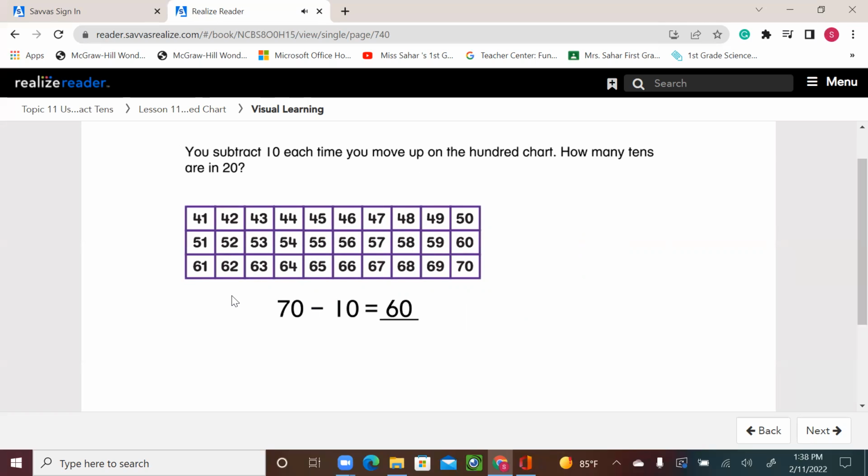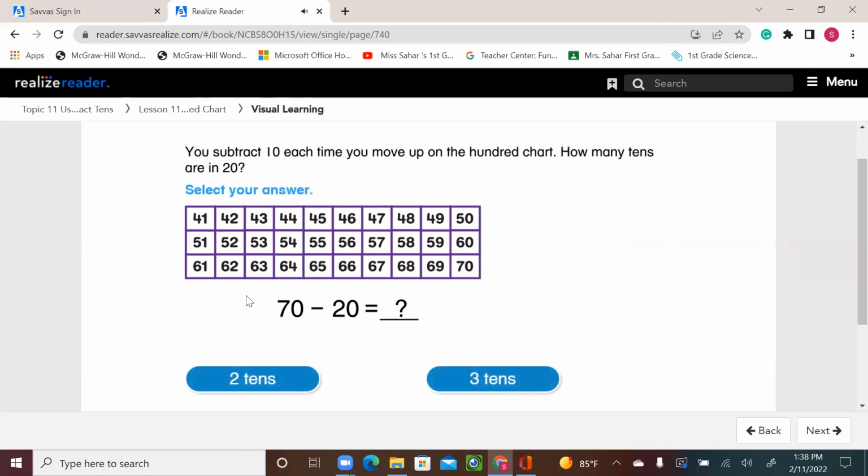How many tens are in 20? Select your answer. So 20 means 2 tens. So if I'm at 70, I want to subtract or take away 2 tens, which is 20. That means I'm going up 2 rows. I should land on 50. So 70 minus 20 equals 50. So 70 take away 20, 2 tens.